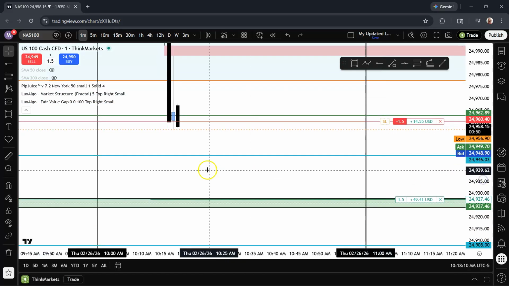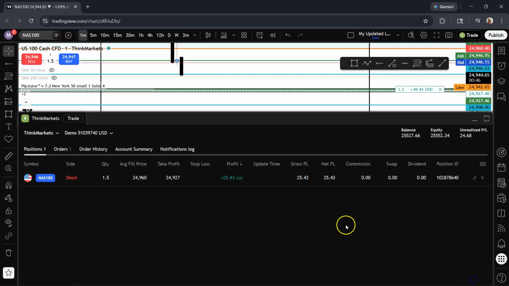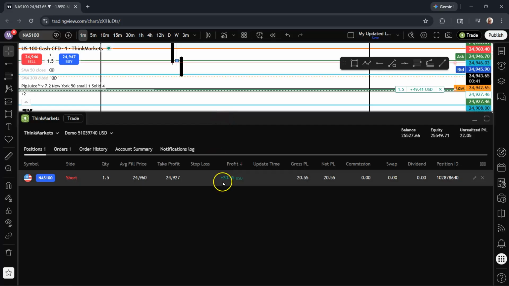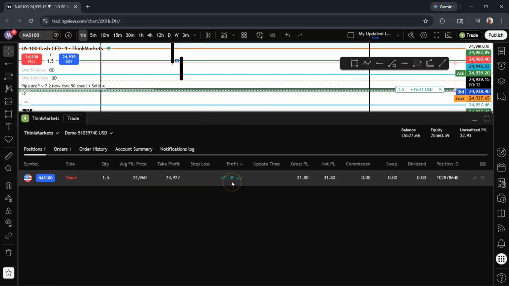Close it out at take profit 1. It's $20 in. 16, 22. Take profit 1 has just been hit. What a great tool. What a great tool. Take profit 2, that's a $49. Let's see if it hits it.